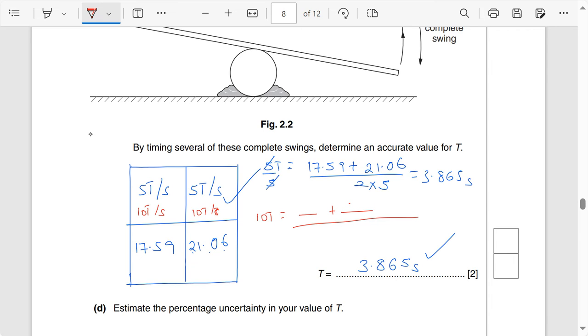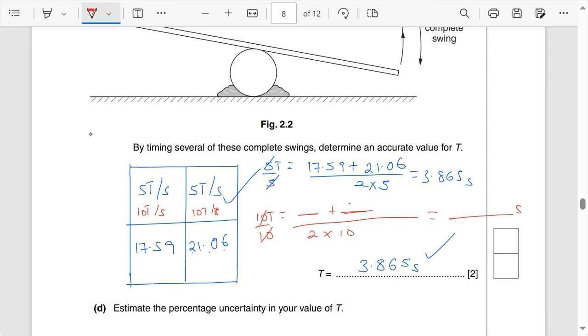Then divide by 2. But remember, if you want for one oscillation, you will say times 10. Here you divide by 10 so that the 10 cancels out. So the first attempt plus the second attempt divided by 2 times 10. This would give you a value for the time for one oscillation in seconds.